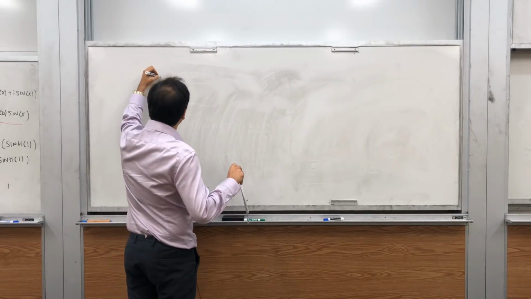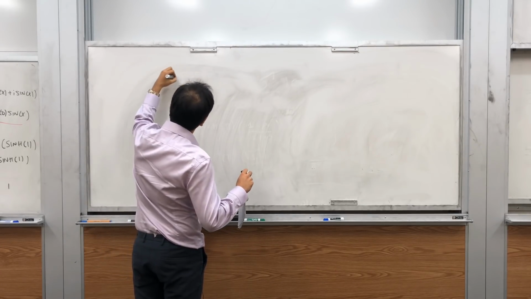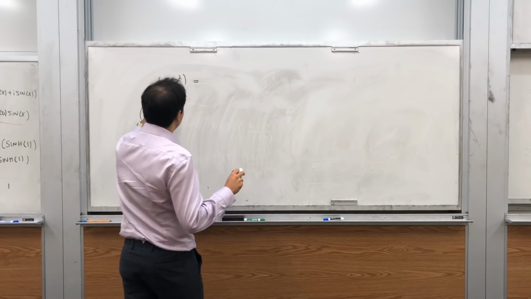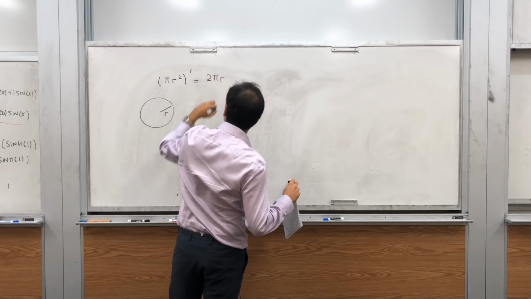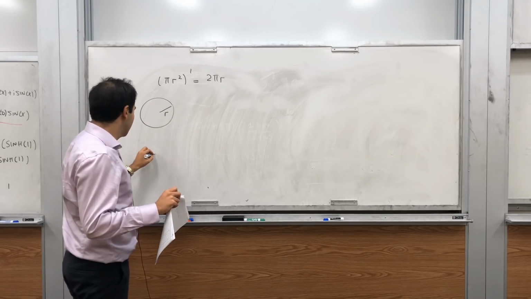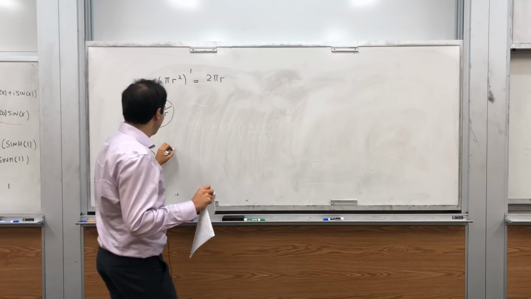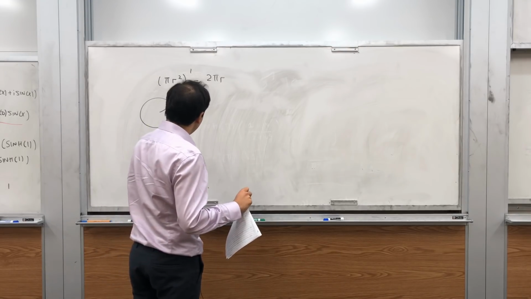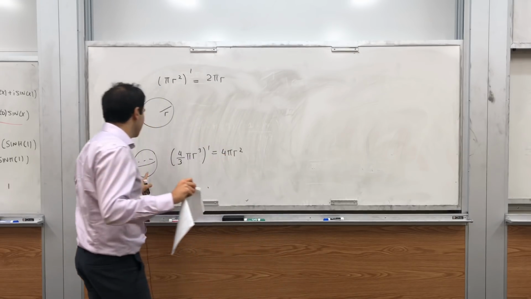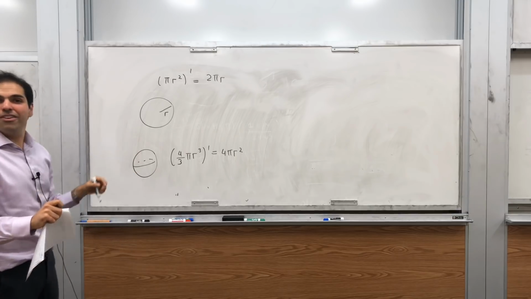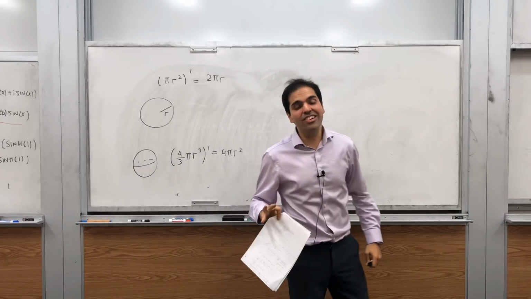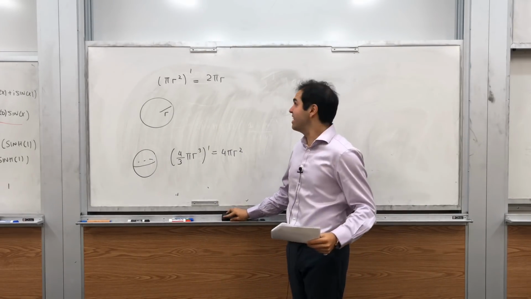So for example, in 2 dimensions, if you differentiate the area of a disk, which is pi r squared, then you get 2 pi r. So if you differentiate the area of the disk, you get the circumference of the disk. Or in 3 dimensions, if you differentiate 4/3 pi r cubed, you get 4 pi r squared. In other words, the derivative of the volume of the ball gives you the surface area of the ball. And I want to show you this is not a coincidence, it's actually true in any dimension.